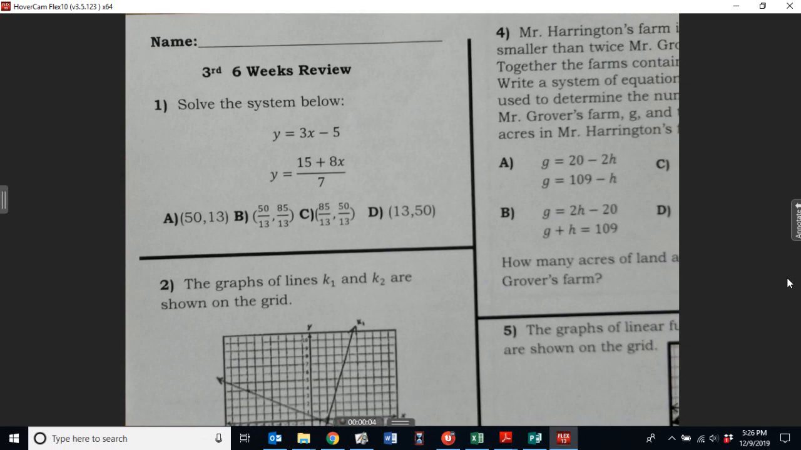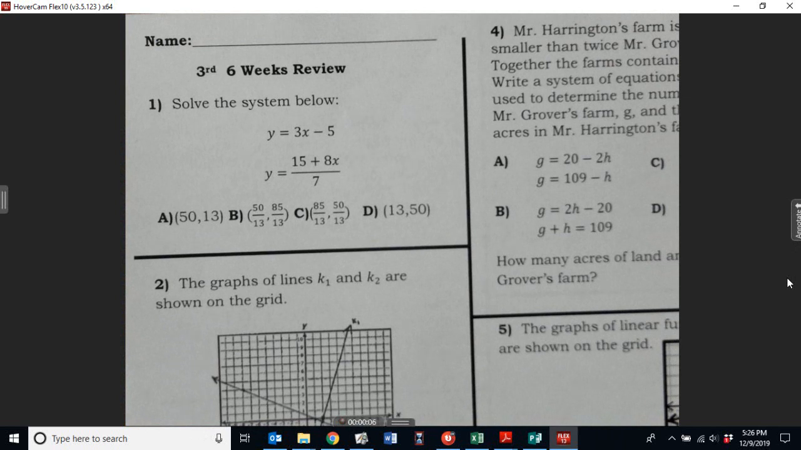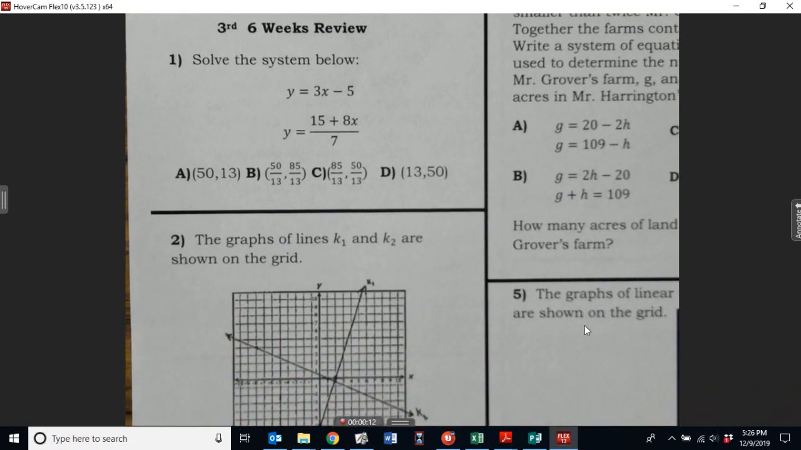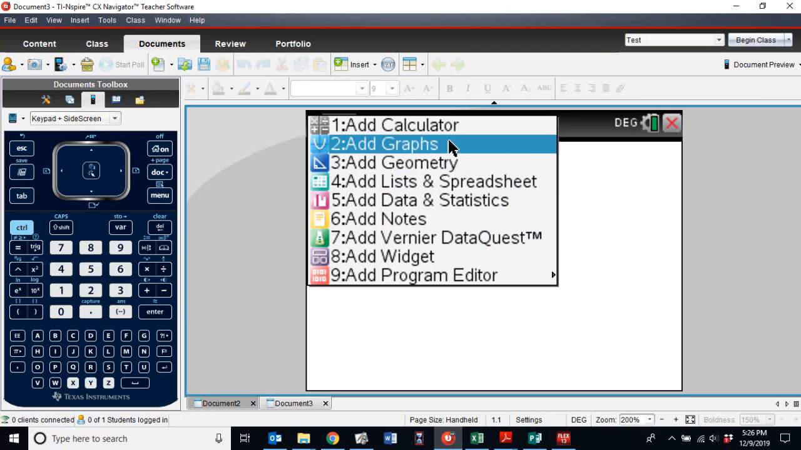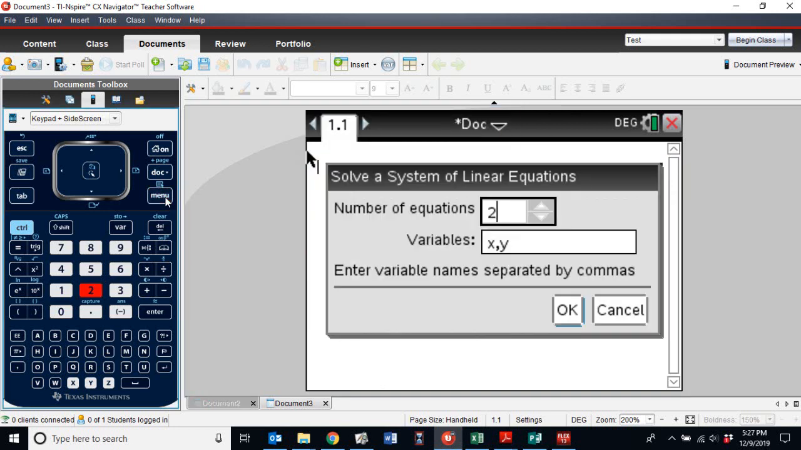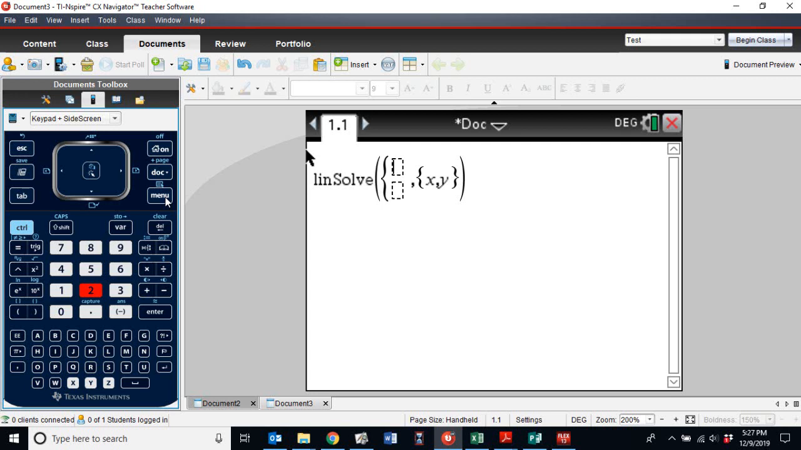All right, we're going to review really quickly before you take your test tomorrow. So number one, solve the system below. Whenever we're solving a system, we usually use a calculator page. And we press menu 3, 2. And we keep our two equations. And so we type the first equation in the first box and the second equation in the second box.